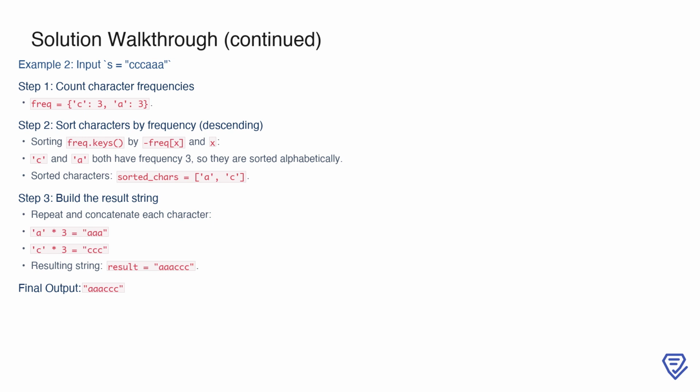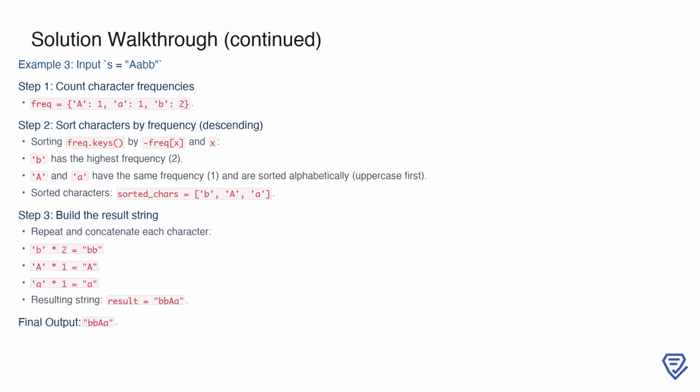To build the result string, we repeat A 3 times to get AAA and C 3 times to get CCC. Concatenating these results in the string AAACCC. This is the final output, with characters sorted by frequency and ties resolved alphabetically. For the third example, the input string is s equals ab. First, we count the frequency of each character, which gives us a1, A1, b2. The character b has the highest frequency, appearing twice, while a and A each appear once.